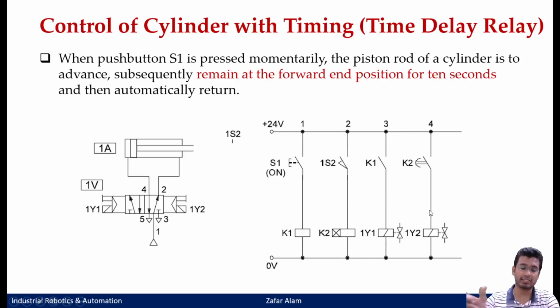All your contacts that are connected to my K2 relay will either open or close, depending upon what was its initial configuration. And then simultaneously you can have this solenoid valve engaged, and then your cylinder would retract back. Okay, so these were all the things that I had to cover in my electro-pneumatic circuit diagram. We will just practice some of the problems that we had done in this pneumatic.